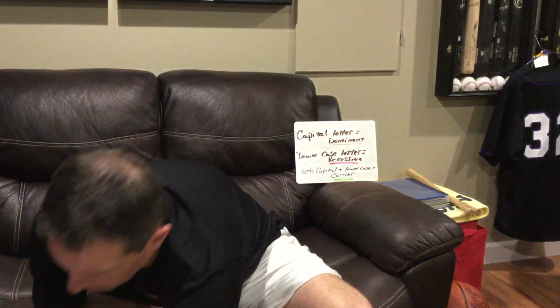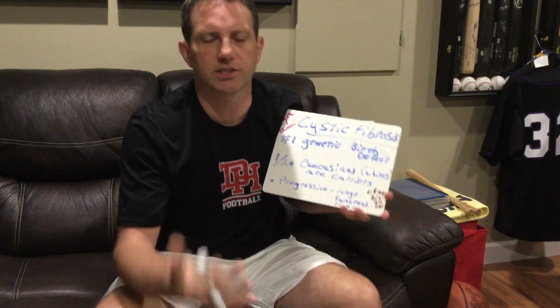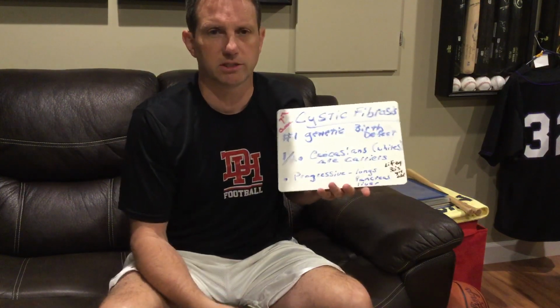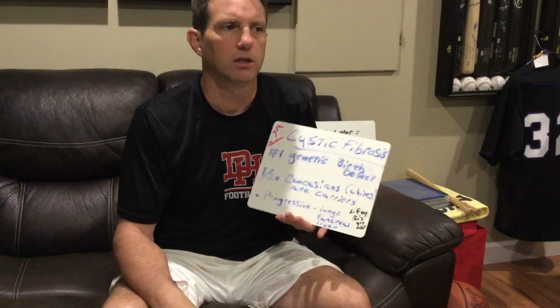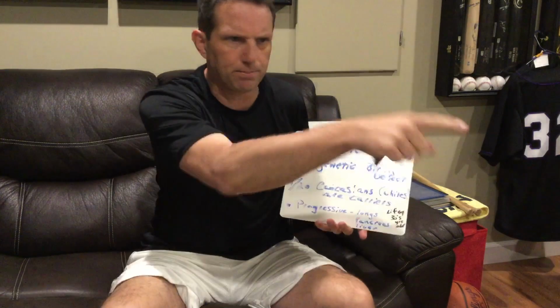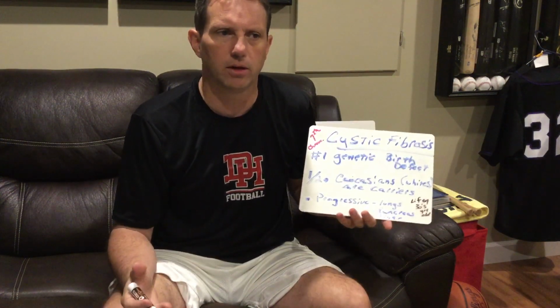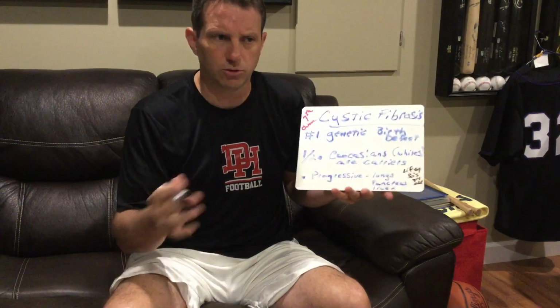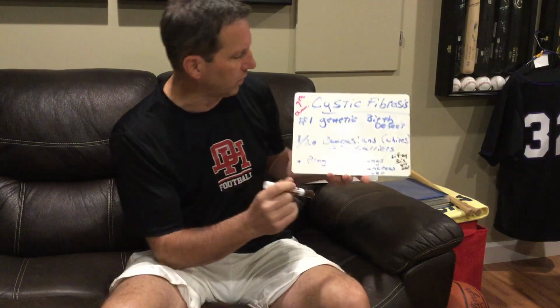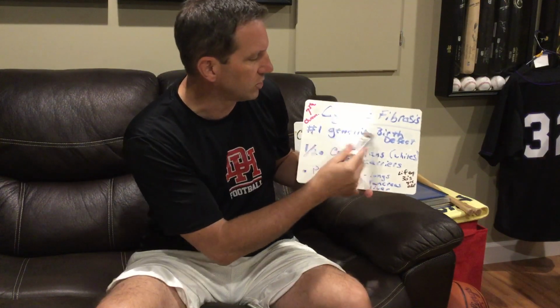So let's talk about this one, cystic fibrosis. You might know somebody who has cystic fibrosis. You can't look at somebody and say, "Oh, that person looks like they have cystic fibrosis." It's not that at all. They oftentimes might be thin because of their metabolism, but you can't ever identify somebody that way. Cystic fibrosis is the number one genetic birth defect. It affects the 7th chromosome.